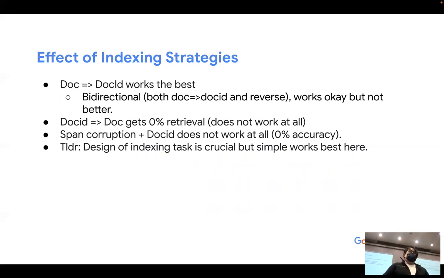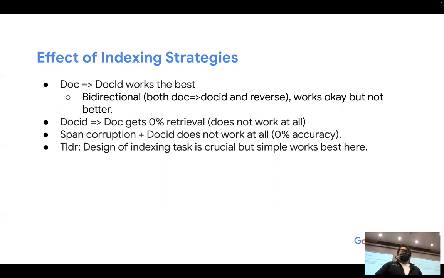If you do the reverse alone, you get 0% retrieval. The model doesn't learn anything at all. It could be that we did not try hard enough, but at least in this current setup, it doesn't work. Infusing doc IDs into span corruption, as in the T5-style span corruption, also does not work at all. It is 0% accuracy. My explanation is that we are relying too much on random chance to mask out the doc ID, so it does not learn enough to memorize the information.